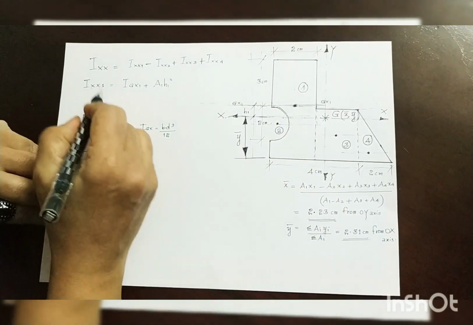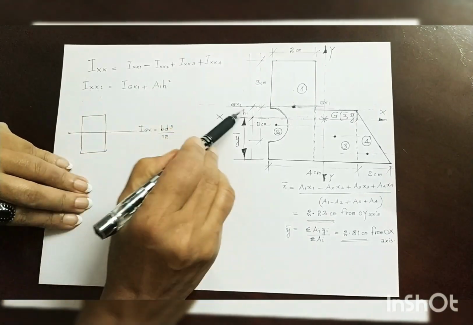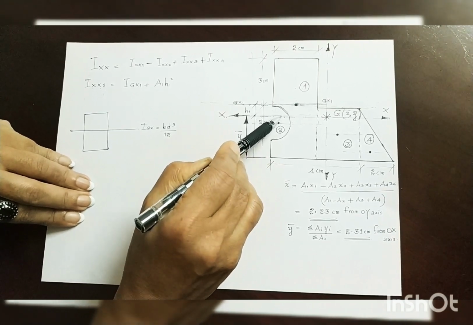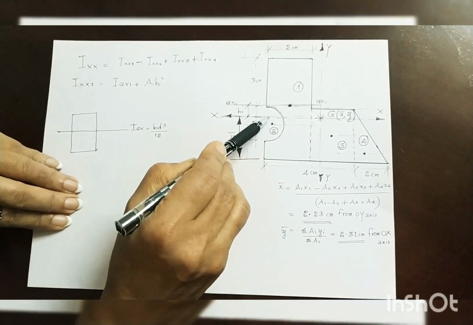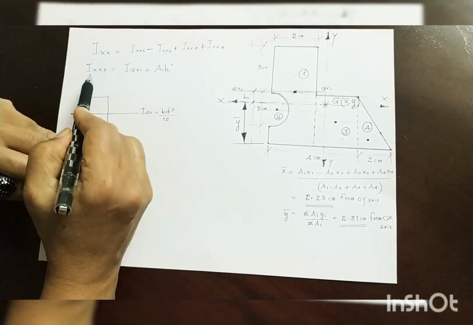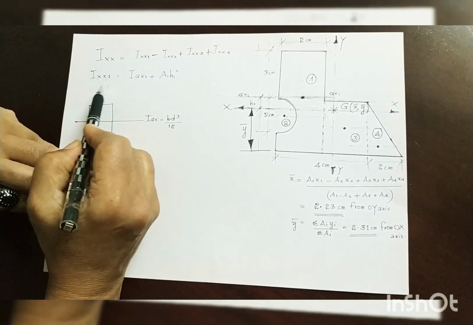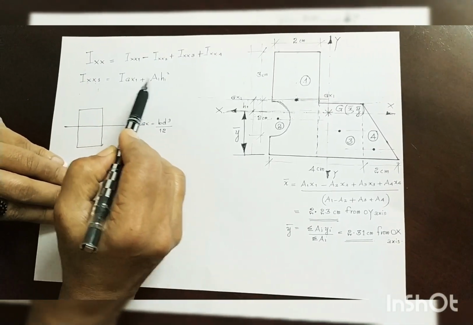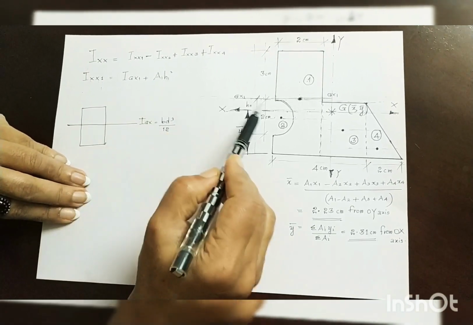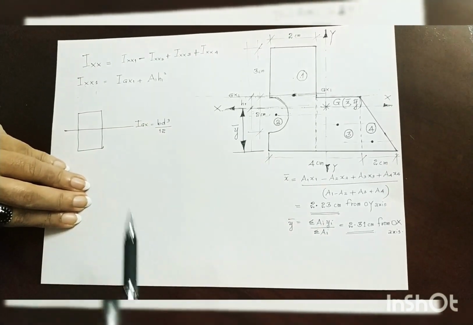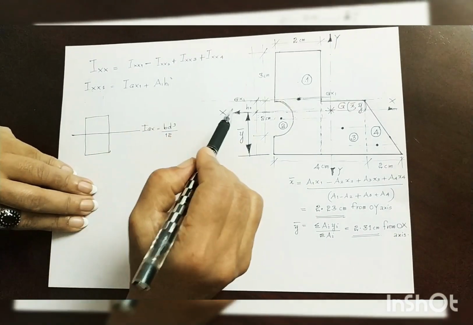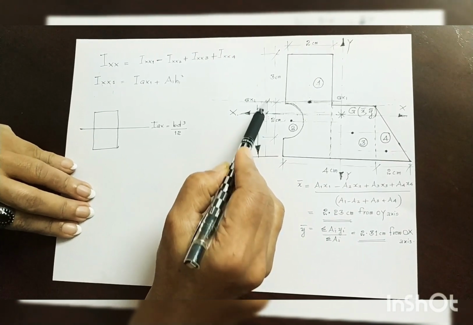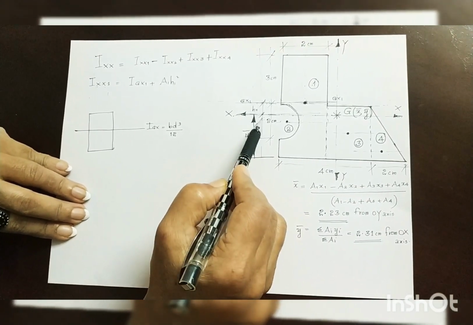Is it clear? So you are applying the parallel axis theorem to transfer the moment of inertia of the first rectangle to the common centroidal axis. The parallel axis theorem states that the moment of inertia about a parallel axis is given by the sum of the moment of inertia about the centroidal axis plus the product of area and square of the perpendicular distance between the two parallel axes. So now things become much easier for us. We just need to find the perpendicular distance between the two parallel axes.